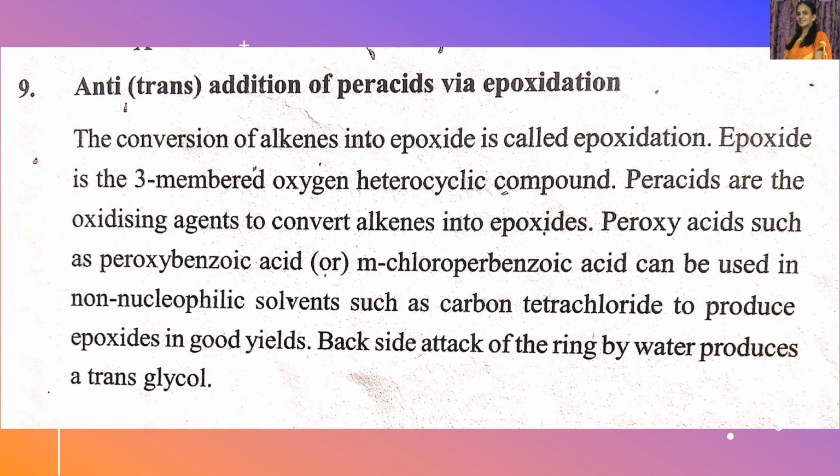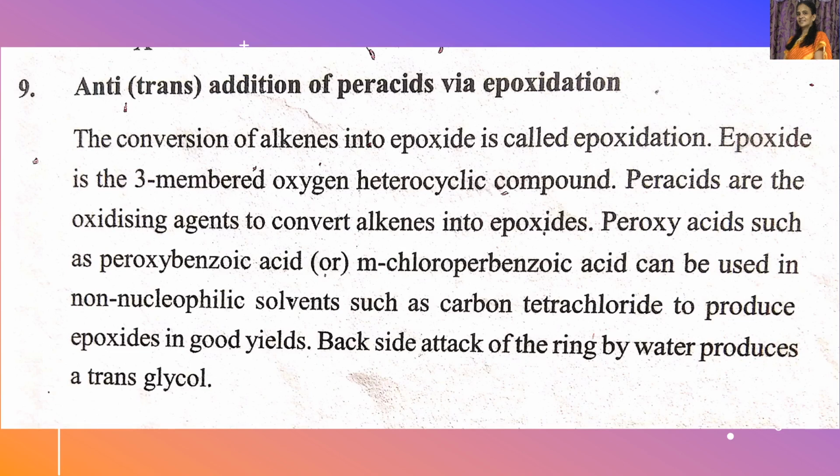Now, next one is anti or trans addition of peracids via epoxidation. So, epoxide is the cyclic oxide which is obtained as an intermediate during the addition of peracid to an alkene. What is peracid? Acids we know. Similarly, peracid, per in the sense extra, excess, more. So more number of oxygen atoms are present in that acid, then it is known as peracid.